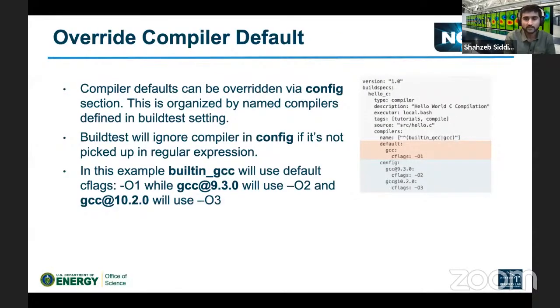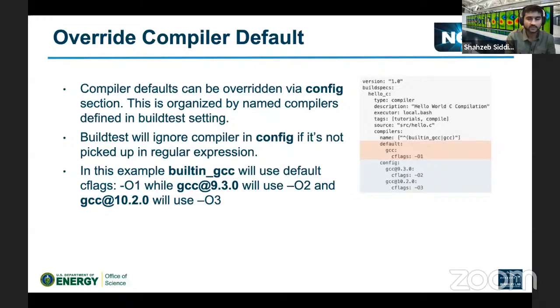So now let's dive into some more examples. In this one, you can override compiler defaults. In our regular expression, we're going to build with built-in GCC and GCC as the compiler, so there will be 3 tests. This is a hello world C example. The source file is hello.c. In the default, we say that for GCC, we're going to use -O1 for the compiler flags. However, we may want to override the compiler flag.